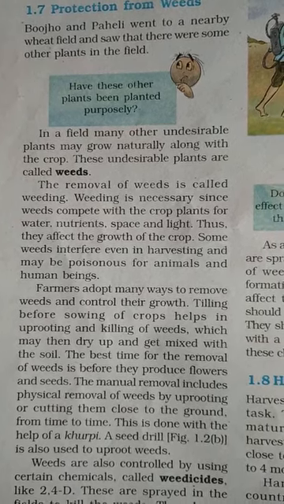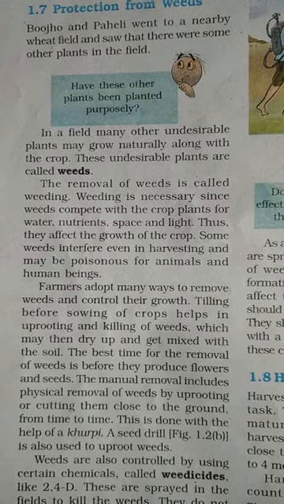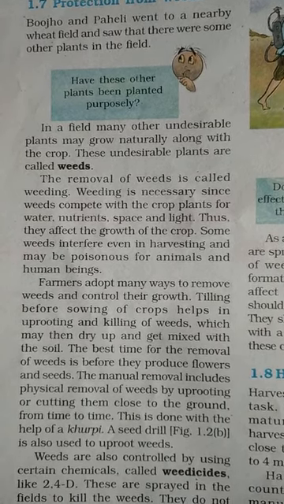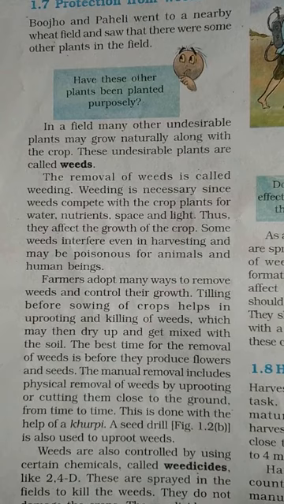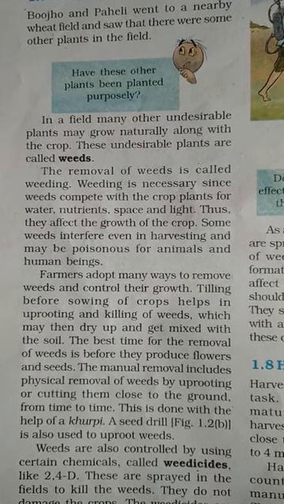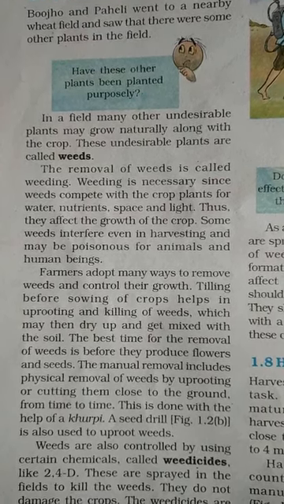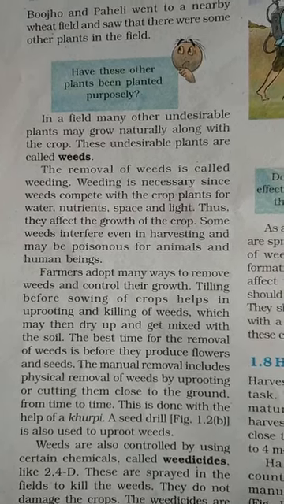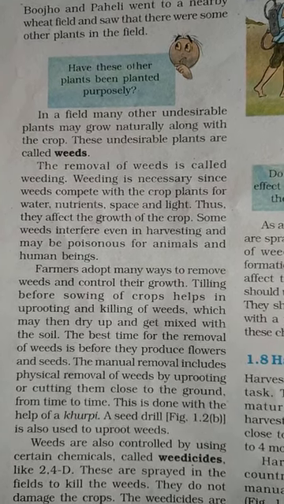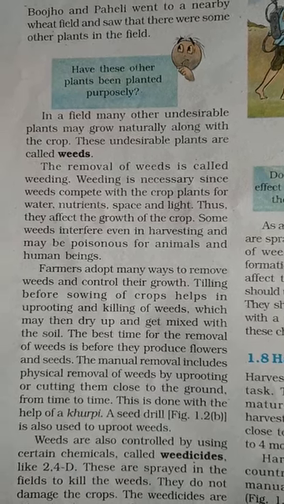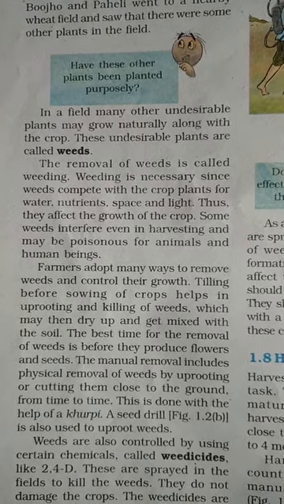Tilling before sowing of the crops helps in uprooting and killing of the weeds, which may then dry up and get mixed with the soil. The best time for the removal of weeds is before they produce flowers and seeds, because if they produce seeds, the seeds will fall there only, and again there will be a chance of growing the unwanted plants. So that's why we have to remove them before they produce the flowers and seeds.